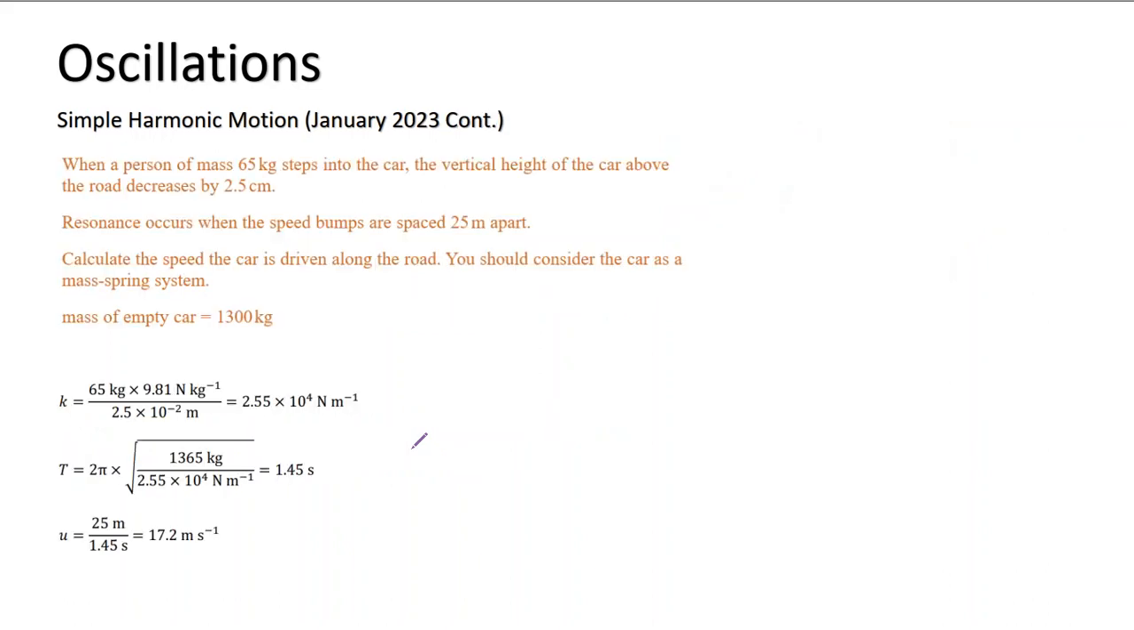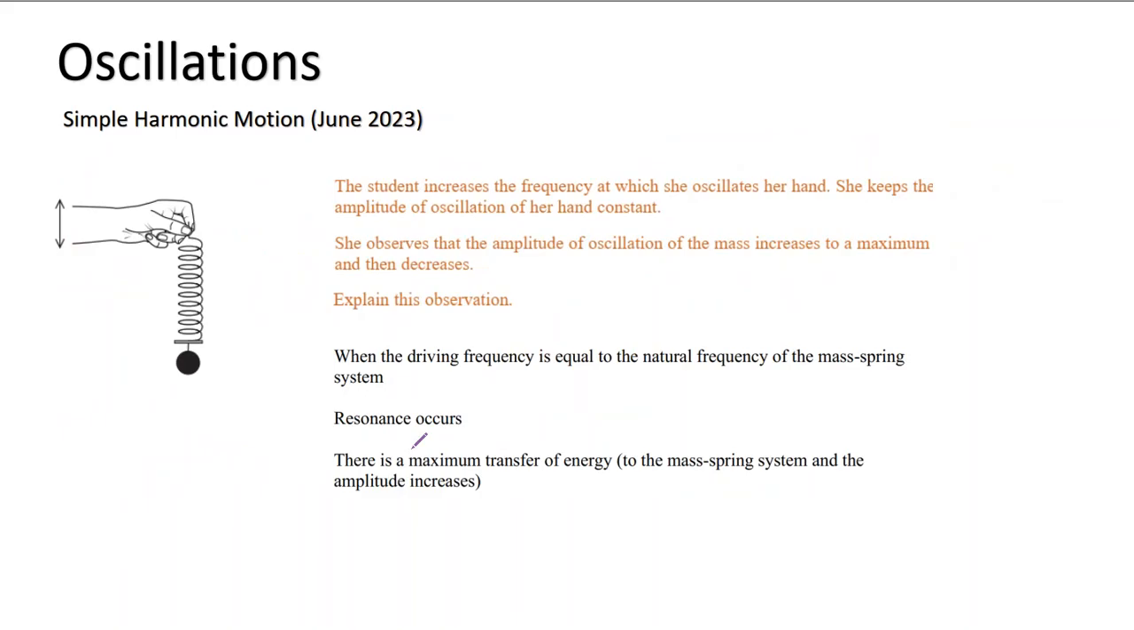I'll skip this page and go to the next one. This is from June 23. Look at the question. She observes that the amplitude of oscillation increases, but this question doesn't specify that resonance occurs. So for this one, resonance occurs would be a marking point. This is a very common question which I have already covered in the frequently asked questions compilation.